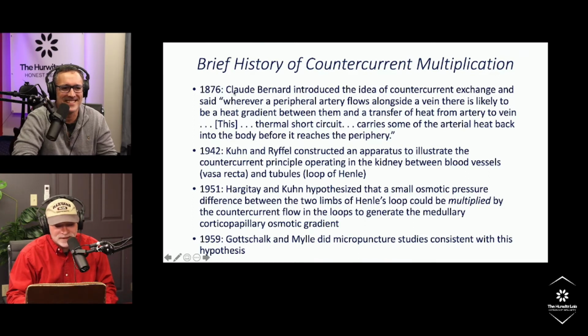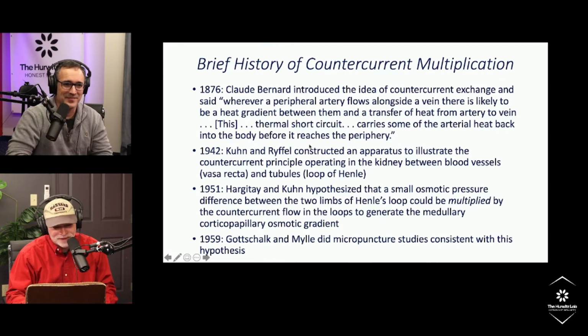And in 1876, he actually introduced the idea of countercurrent exchange and said, there's a quote, wherever a peripheral artery flows alongside a vein, there is likely to be a heat gradient between them and a transfer of heat from the artery to the vein. This thermal short circuit, love him. There you go. This thermal short circuit carries some of the arterial heat back into the body before it reaches the periphery. So he was basically predicting this based just on structure. He was a structure-function guy, and they didn't have a confocal microscope like Claude. He just dissected stuff, looked at stuff, and tried to extract function from the structure.